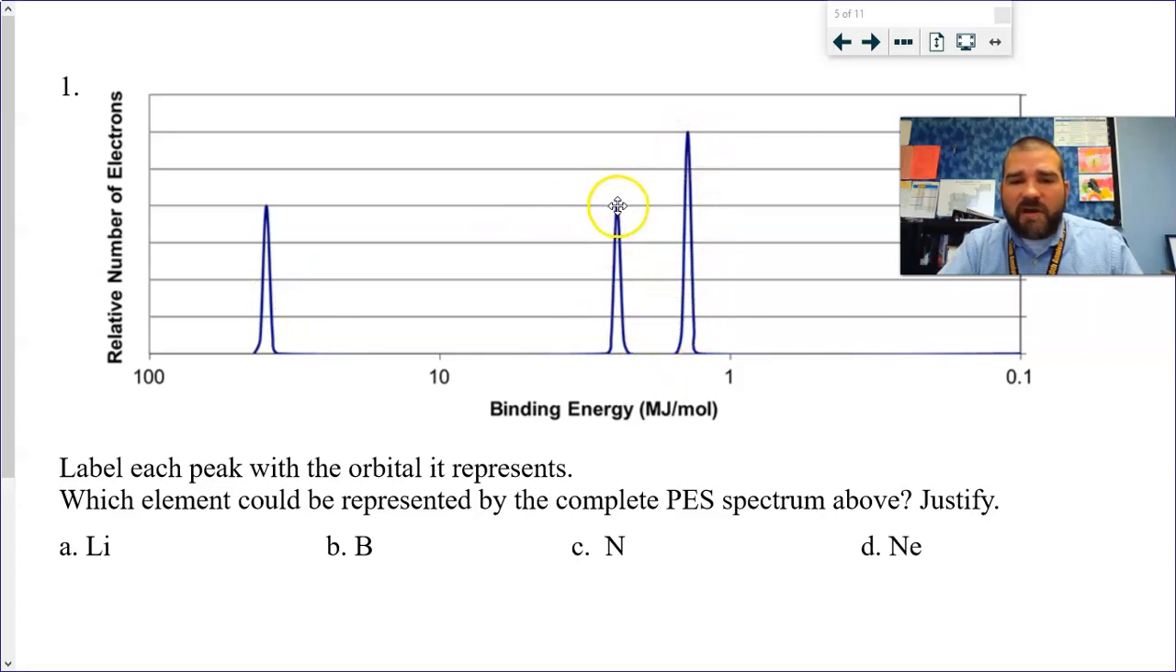So if this height represents 2 electrons, what does this height represent? I hope you can figure that out. It's 3, right? It is half taller than the other peaks. So this is 2, this must be 3. So in total we have 2, 4, 7 electrons. Let's try that. We have 7 electrons total. Which element could be represented by the PES spectrum above? And that would be nitrogen. Nitrogen is element 7. It has 7 electrons. And we would expect to see this readout for that.